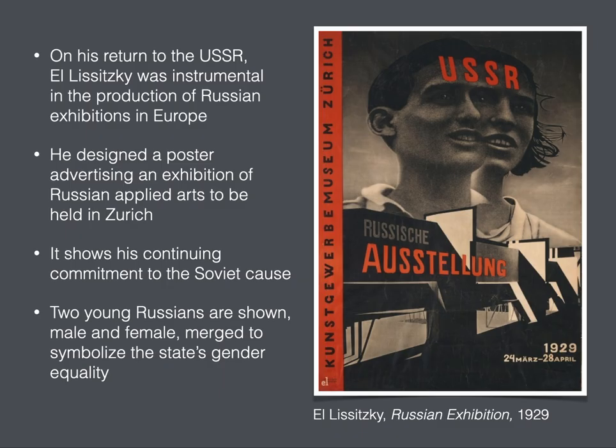On his return to the USSR, Lissitzky was instrumental in the production of Russian exhibitions in Europe. He designed a poster advertising an exhibition of Russian applied arts to be held in Zurich. It shows his continuing commitment to the Soviet cause. Two young Russians are shown, male and female, merged to symbolize the state's gender equality. And you can see, just like with the Stalin and Lenin poster, he combined their eyes.